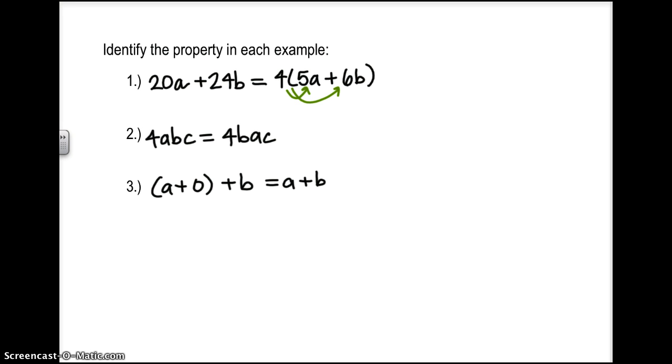We see a 4 on the outside of the parentheses, and then we see the product happening on the left side. 4 times 5 is 20. So 4 times 5a is 20a. This first one, that is a strange version of the distributive property. When you factor, you are using the distributive property. Okay? You try the next two.